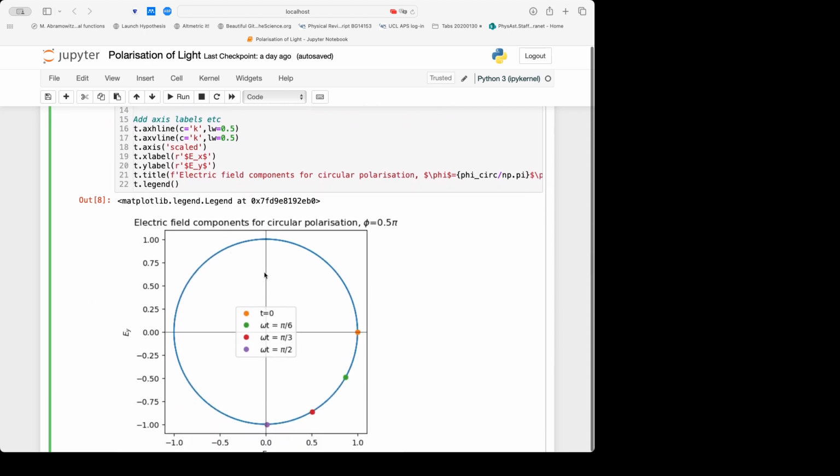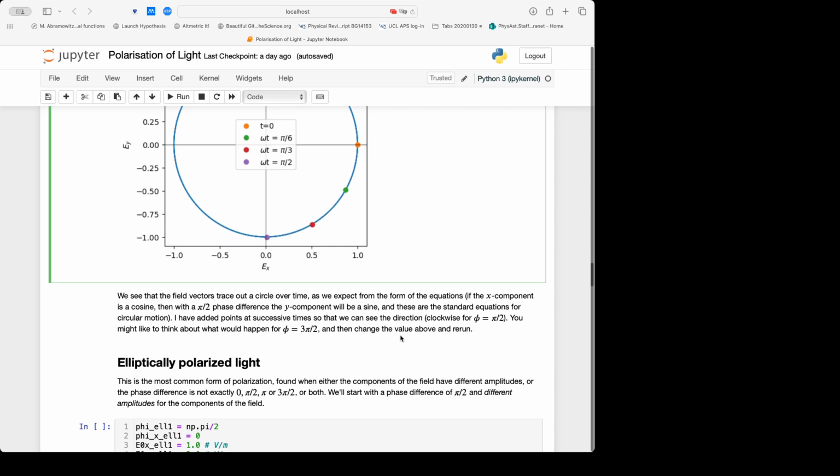So for circular polarization, the tip of the field vector traces out a circle in the xy plane. So if you're looking along the axis of propagation, which in this case is the z-axis, you'll see that the tip of the field vector goes through a circle. Again, I'll show you this in 3D slightly later.